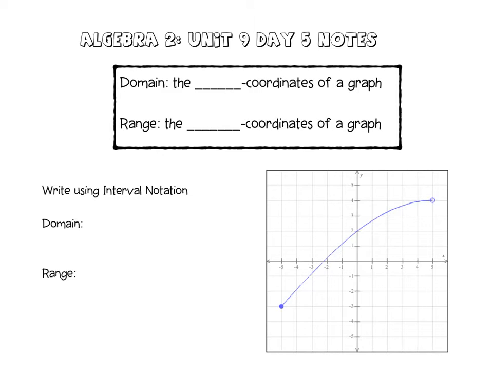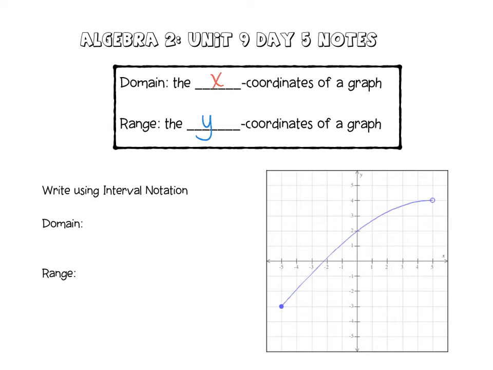So, first, we're going to finish up hopefully Unit 9 pretty soon. You have Unit 9 Day 5 notes, and it's talking about the domain and range of a function. You have to name the domain and range. Recall that the domain is the x coordinates on a graph and the range is the y coordinates on a graph. You're going to use your previous learning from Unit 9 Day 4 and write the domain and range using what is called interval notation.